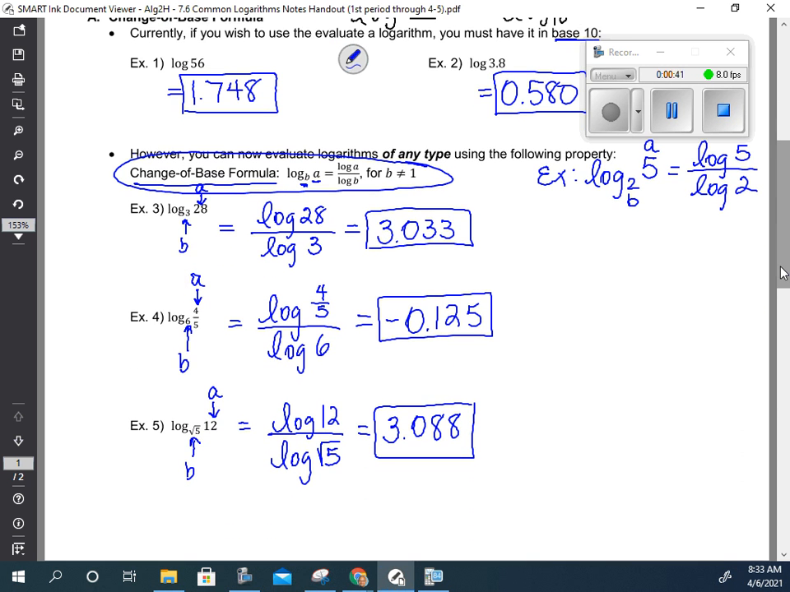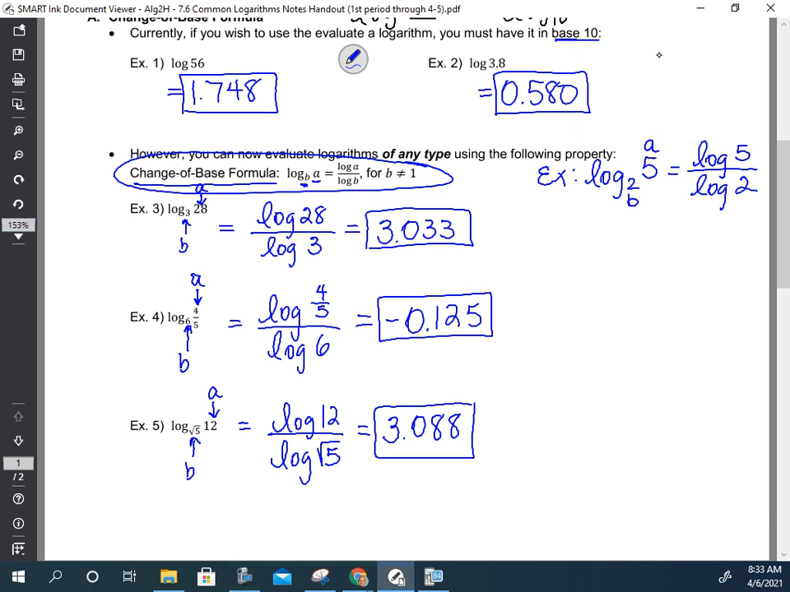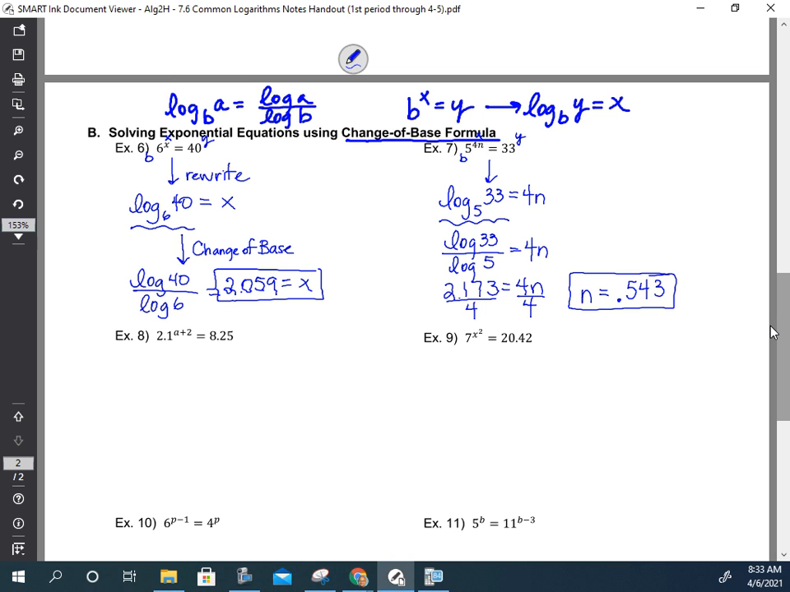So yesterday we did 3 examples of how we rewrite it, and then how we go about solving it. And then we finished up yesterday using the change of base formula to solve exponential equations. The vast majority of the time, it involves a rewrite and then using the change of base formula, at least for the basic equations.